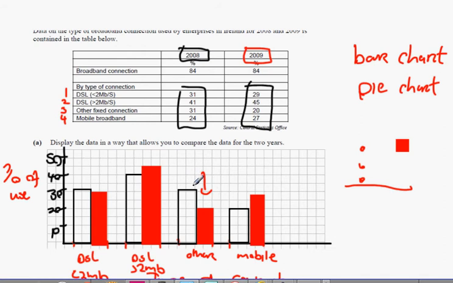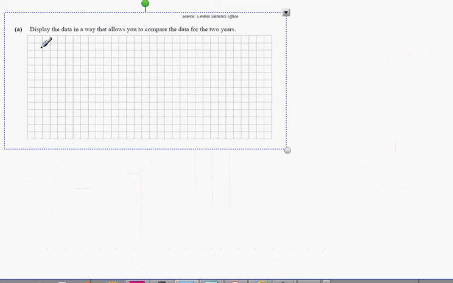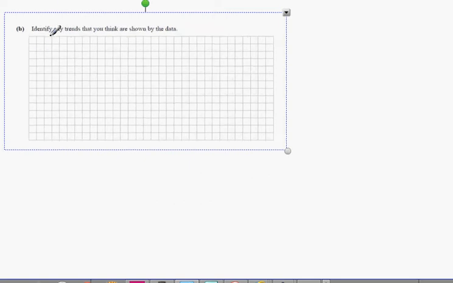What's more favoured for this change? The DSL above 2 megs. And what else? The mobile broadband. Mobile broadband. And you can say that the DSL under 2 megs experienced the minimum change. So what would you write here in the box? Any two trends. Yeah, the connection in 2008 is better for DSL more than 2 megabytes.